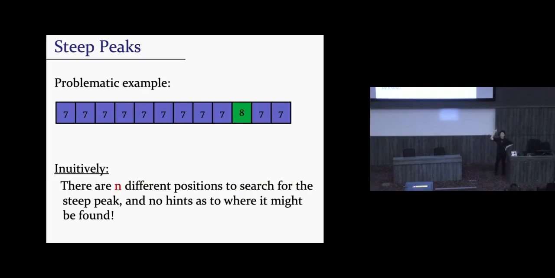We agree? Right? But if we looked anywhere else in the array, we don't know where this 8 is. I gave you an example where 8 is there, but 8 could be anywhere. I could give you any array where 8 is anywhere and everything else is 7. How do we tell? You look at some portion of the array, you don't know where the peak is, you can't tell. That's the intuition.